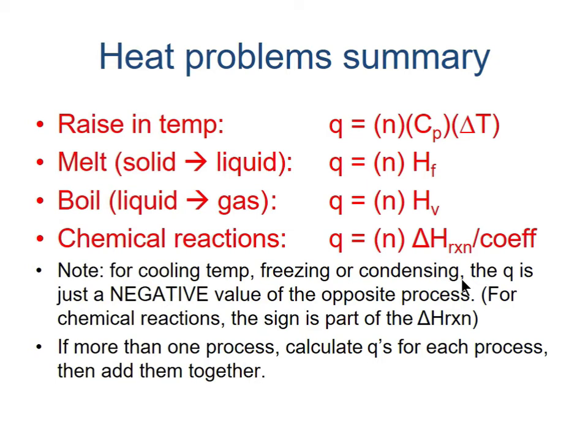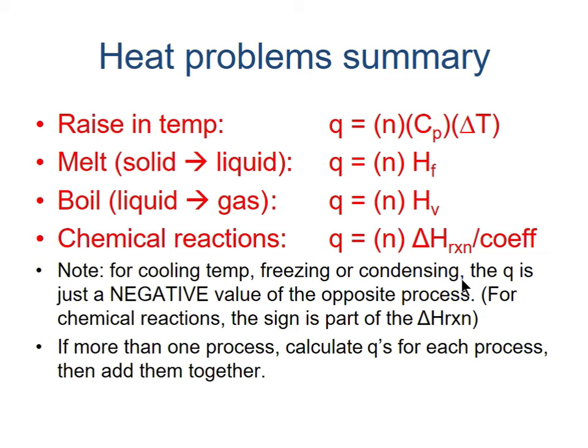So then for the heat problems, the three types of heat problems we're going to see: if I want to calculate the heat change that occurs when a sample raises in temperature, that would be a physical change, but a system of matter can raise in temperature. I have the equation Q, which stands for heat, is equal to the quantity n (I'm using n for moles, but sometimes it is mass) times Cp, which is a specific heat, times delta T, the rise in temperature.